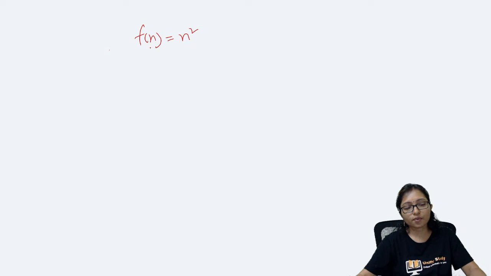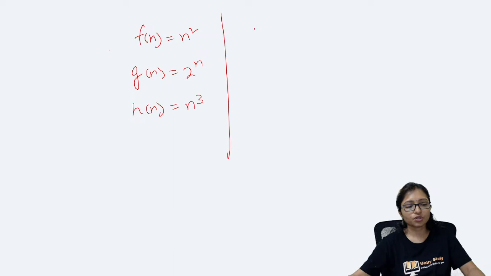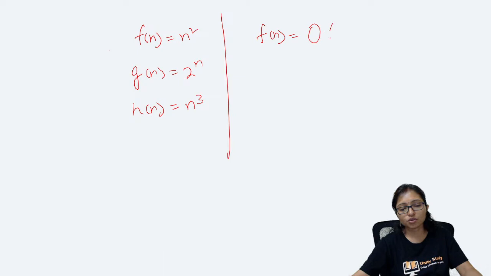And now if I am telling that fn equals n square, gn equals 2 to the power n, and hn equals n cube. This is given to you. Now tell me, can I say that fn equals order of gn? Is it true or false?